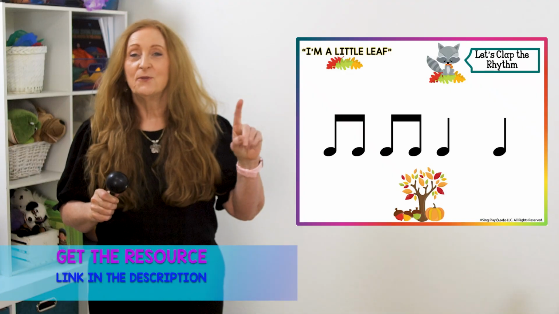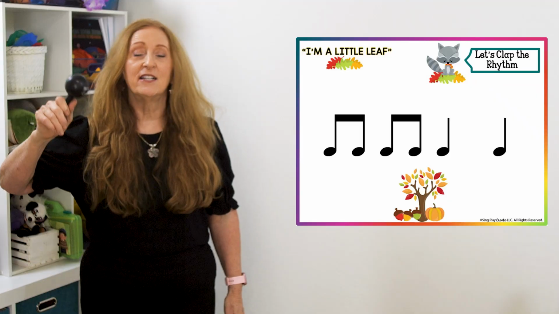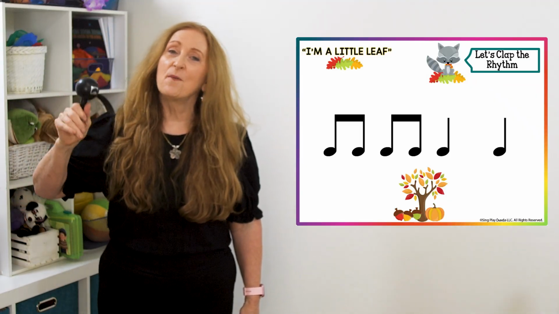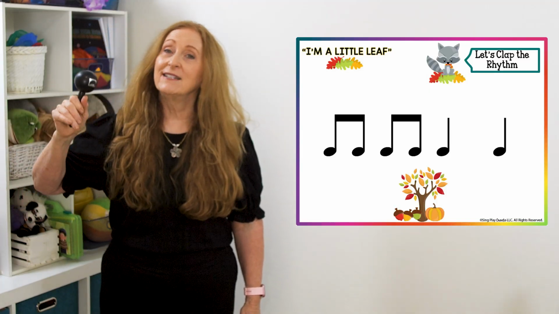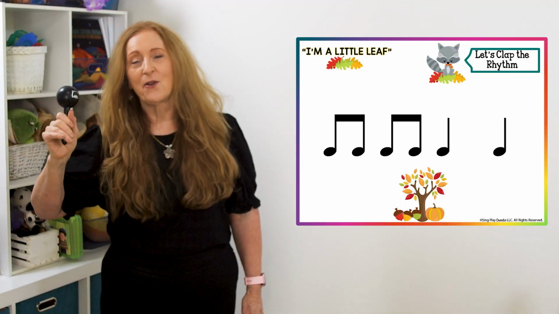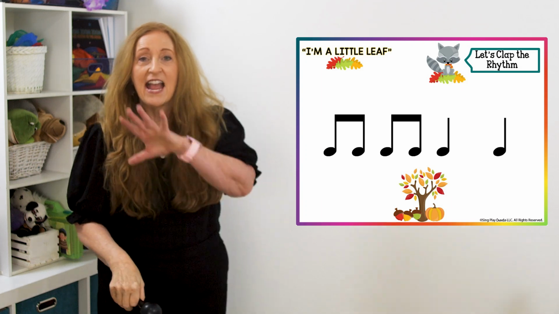So the ostinato for this song is ti ti ti ti ta ta. Here's the ostinato part for I'm a Little Leaf. 1, 2, ready, and I'm a little leaf up in the tree. Watch me flutter in the breeze. This way, that way, up and down. Now I'm falling to the ground. And stop.